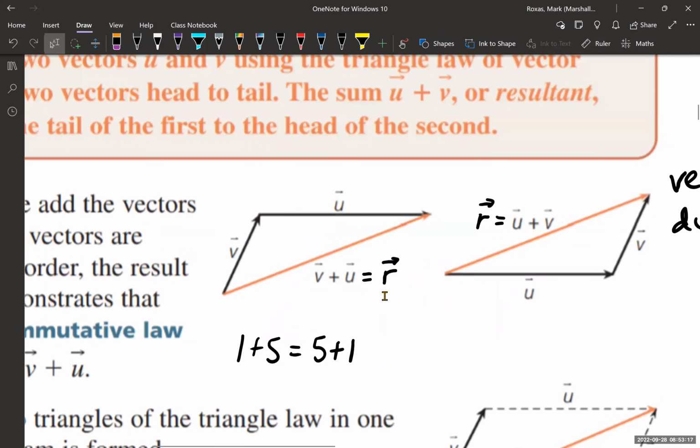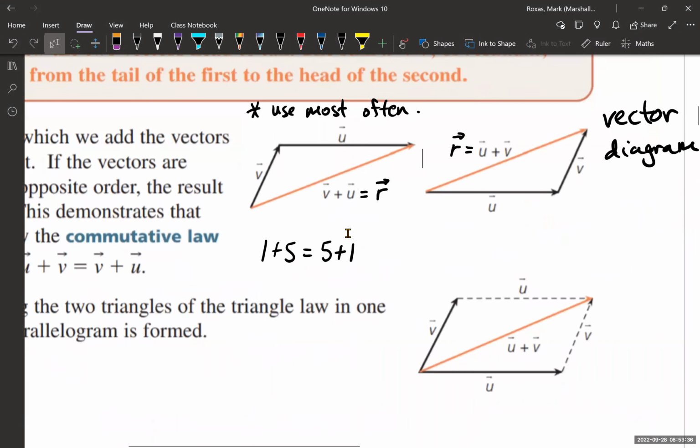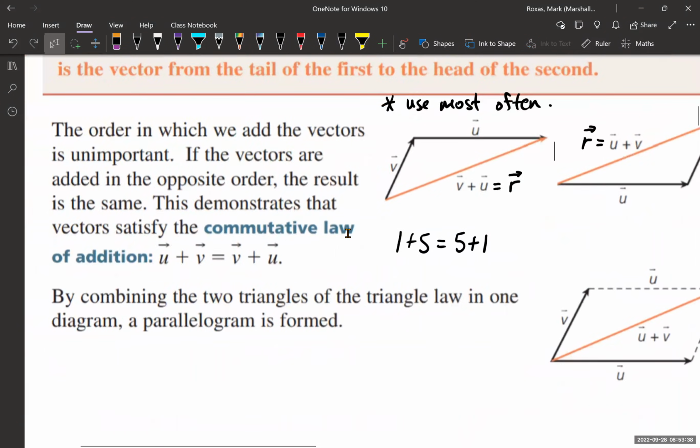The triangle law is what we are going to be using most often. In all of my examples, like 99% of the examples, I'm going to be using this triangle law of adding vectors and not so much the parallelogram law.